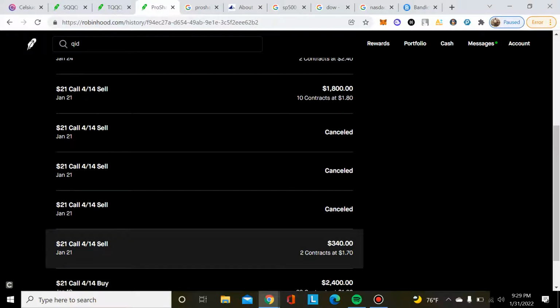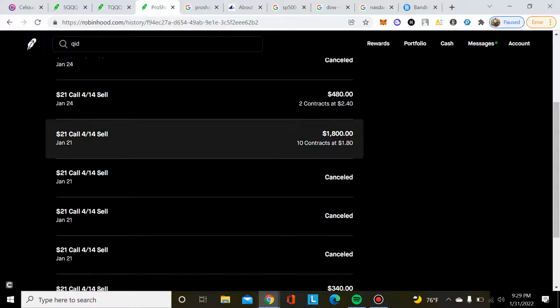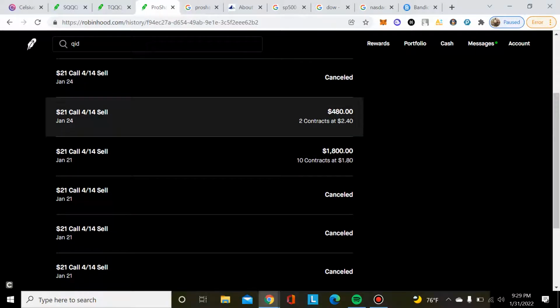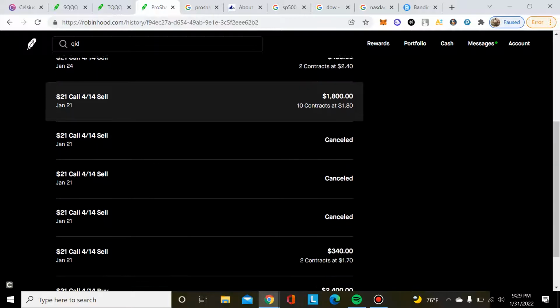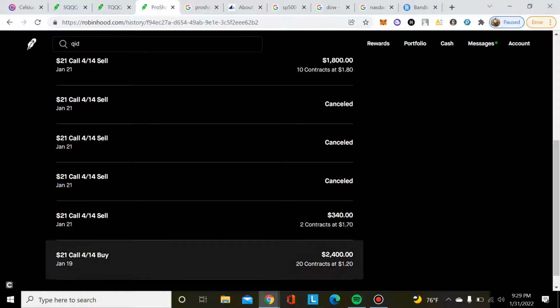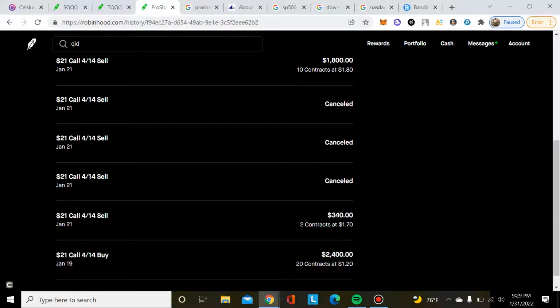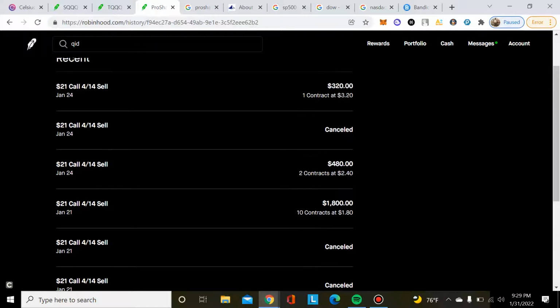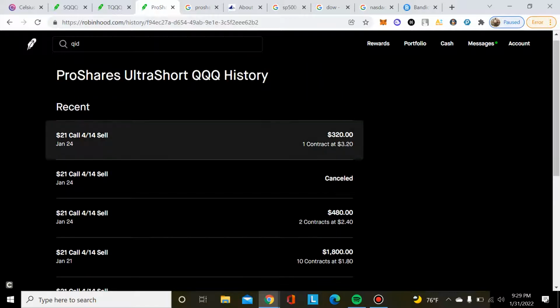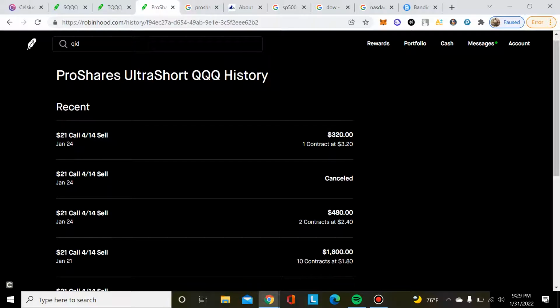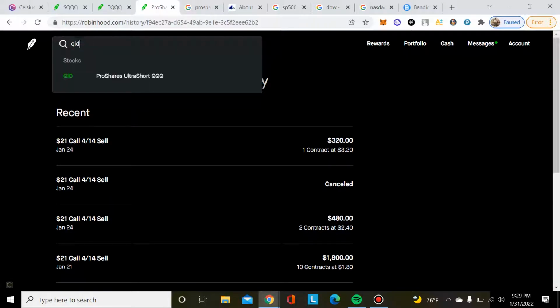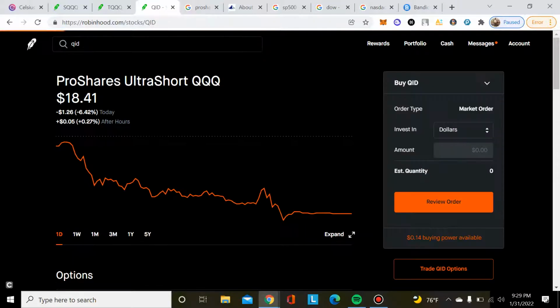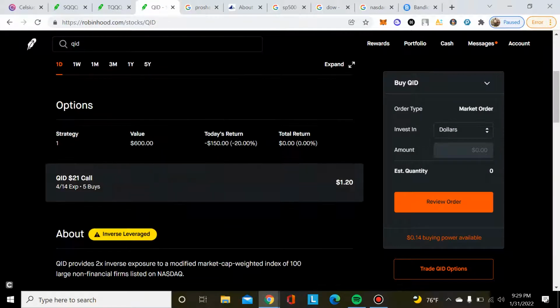So you see I sold 2 here, 10 here, right? Sold 2 more here for 480, and at this point you should see that I got all of my money back. I got 340, I got 1800, I got 480, and then I sold 1 more for $320 here, and I'm left holding how much with QID?